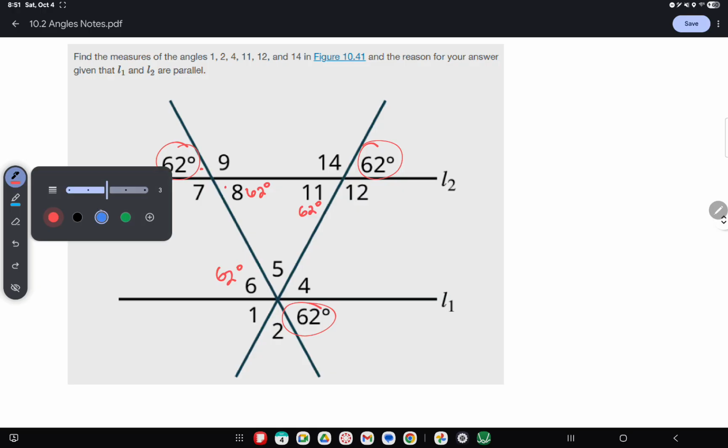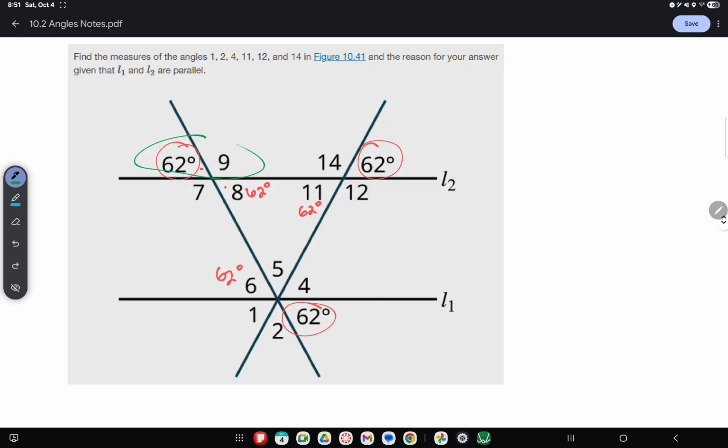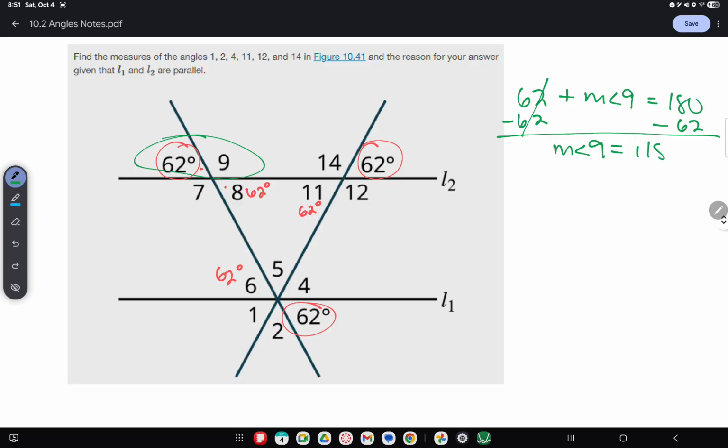The next thing I would think of is that these two angles make a straight line. So 62 degrees plus the measure of angle 9 is 180. So I can subtract 62 on both sides. So that cancels out, and I'm left with the measure of angle 9. And then 180 minus 62 is 118. Sorry, angle 9 is 118. I can fill out a lot of information from here because 7 is a vertical angle. So it's also 118.